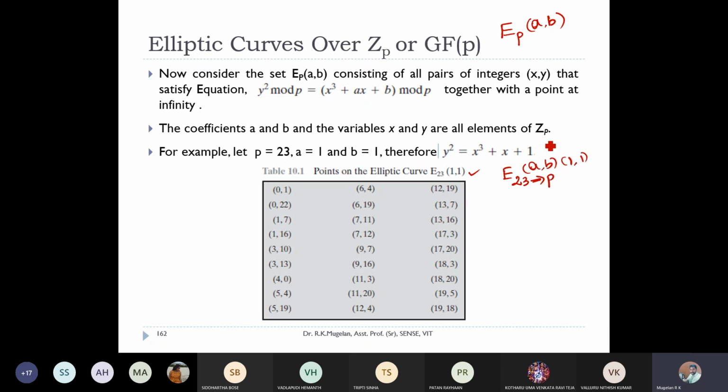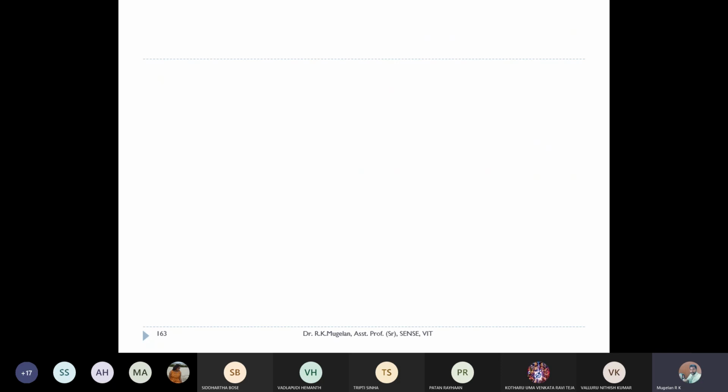If you substitute 1 and 1 here, we get the expression y square is equal to x cube plus x plus 1. From this, we have to find all the points. I will teach you how to find the points. I want everyone to listen to this carefully. If you have any doubts, stop me then and there, because in books we don't have how to find them.